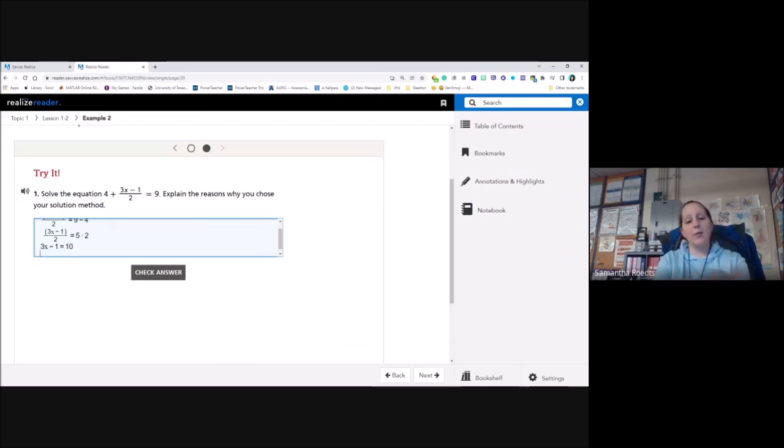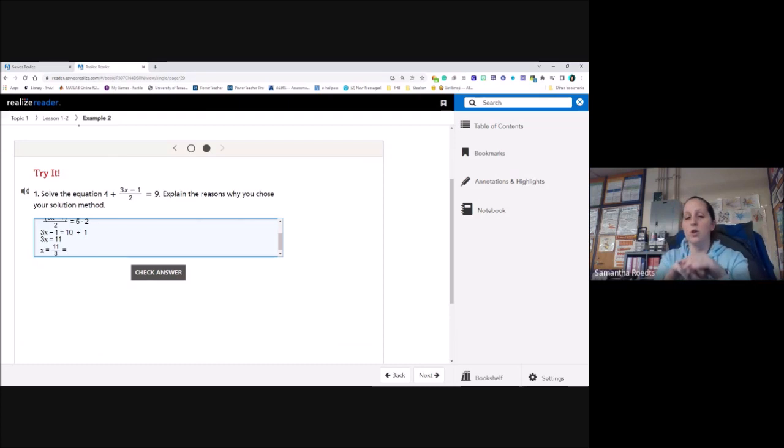The next thing I want to do is I have that minus 1, so I want to do the opposite. So that's adding. I'm going to add 1 to both sides. So I get 3x equals 11. And then I'm going to divide both sides by 3. So x equals 11 over 3.